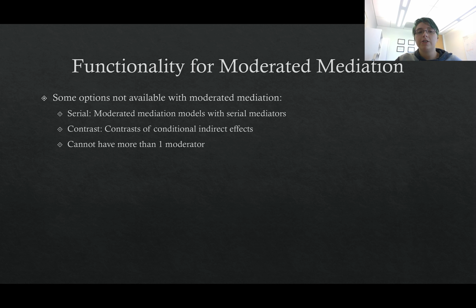There is currently no functionality to do contrasts of conditional indirect effects. So if you're used to doing parallel mediator models or even serial mediator models, you might know that there's a contrast option that allows you to compare the indirect effects to each other. Currently, that's not built into the moderated mediation models, and so you would not be able to directly compare conditional indirect effects, but this is something that you could do if you save the bootstrap estimates. You could then get a bootstrap confidence interval for the difference between the conditional indirect effects if you wanted.